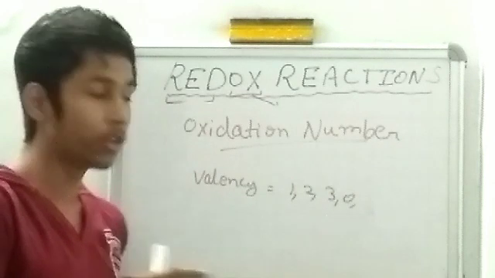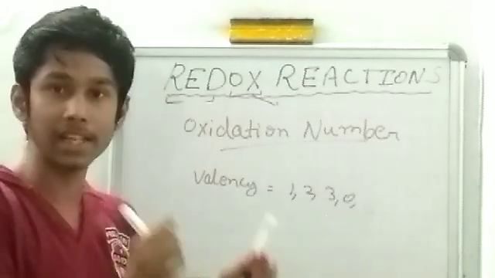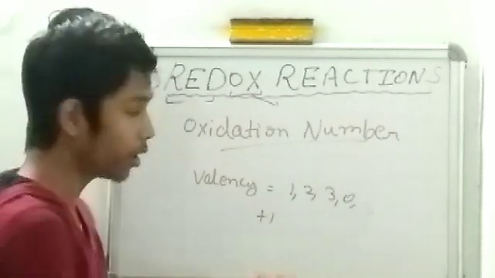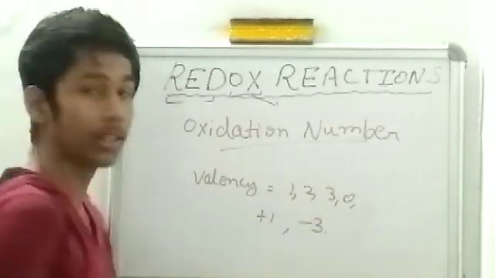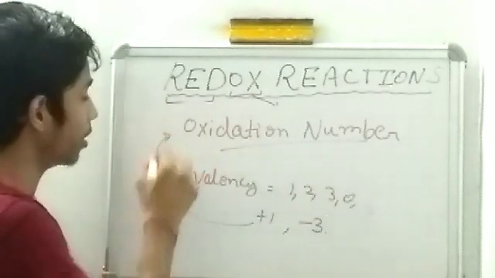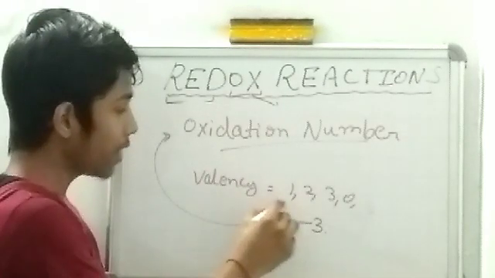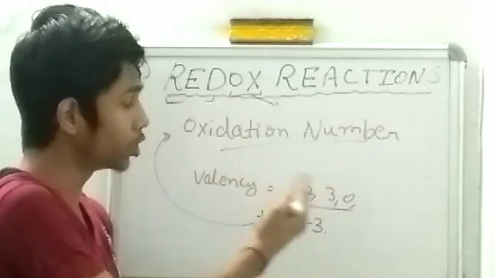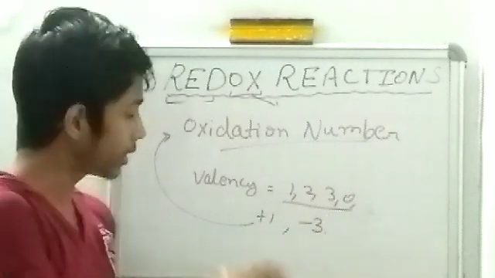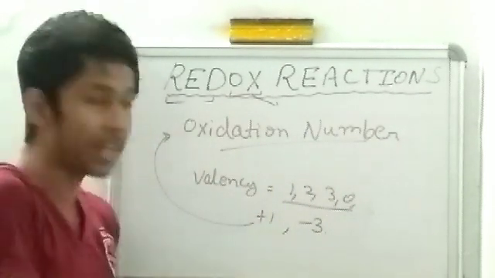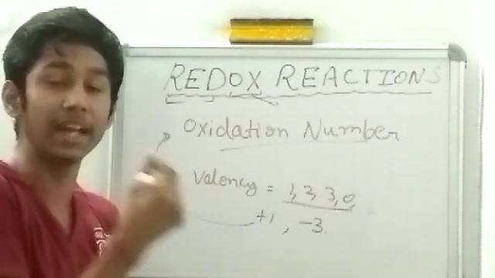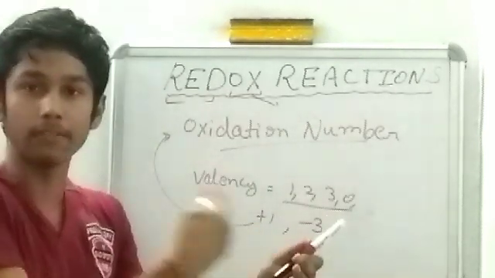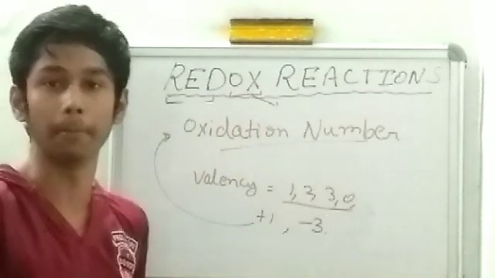But when you combine these valencies with a charge, that means positive 1 or negative 3, then it becomes the oxidation number, right? Whenever the valency is written only in the form of numbers like 1, 2, 3, 0, etc., then it is valency. But when you write a charge, positive or negative, before that valency, it becomes an oxidation number.